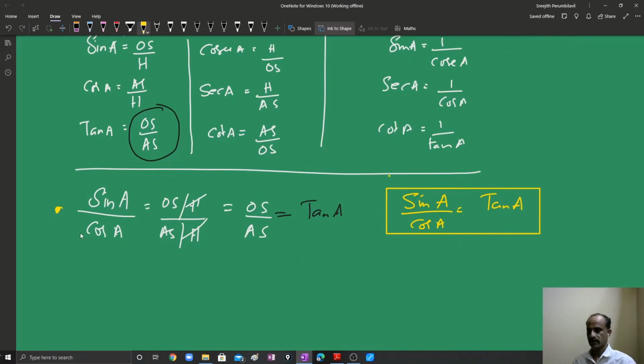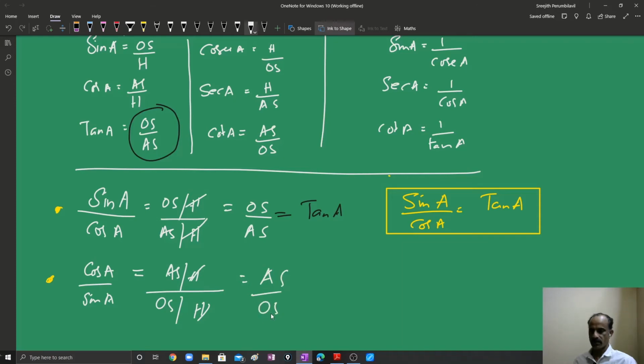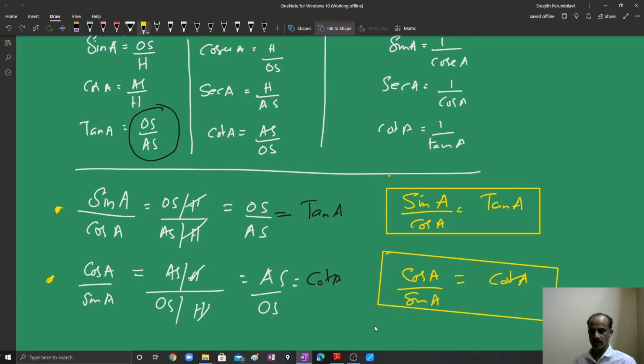One more result. The second result is, what is the reciprocal? Cos A by sin A. It's the reciprocal of tan A. It will obviously be cot A. Cos A, adjacent side by hypotenuse, whole divided by opposite side by hypotenuse. Hypotenuse cancels. Adjacent side by opposite side. It's nothing but cot A. So we have one more result: cos A by sin A is equal to cot A.